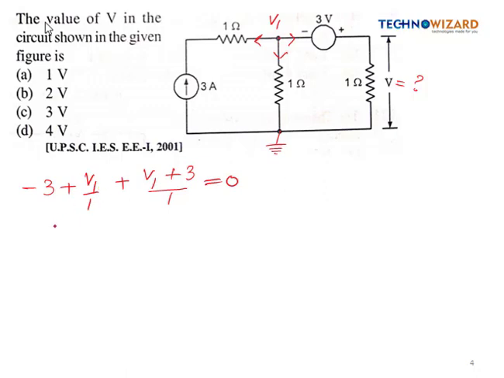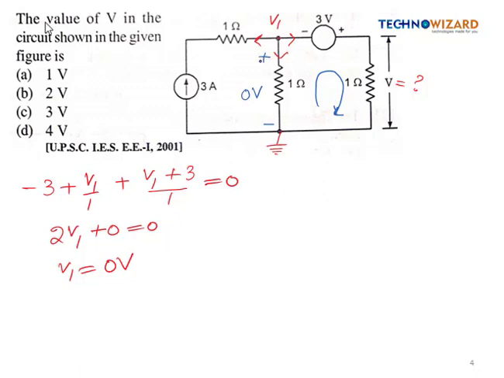So this will be 2v1 plus 0 is equal to 0. So v1 value is coming as 0 volt, right? Now this v1 is 0, it means this will be plus and minus 0 volt. Now let's apply the KVL in this loop, right?